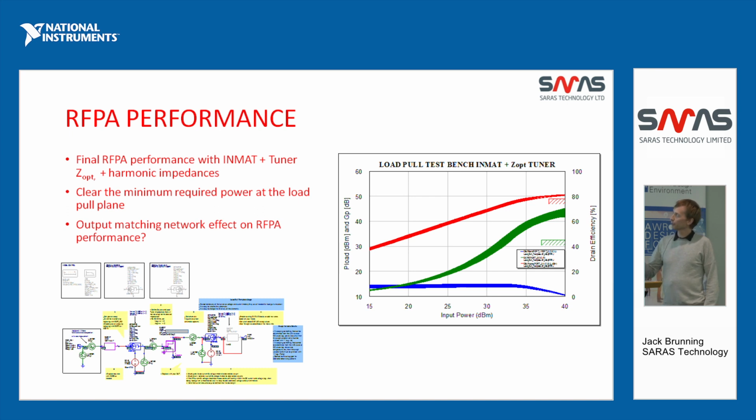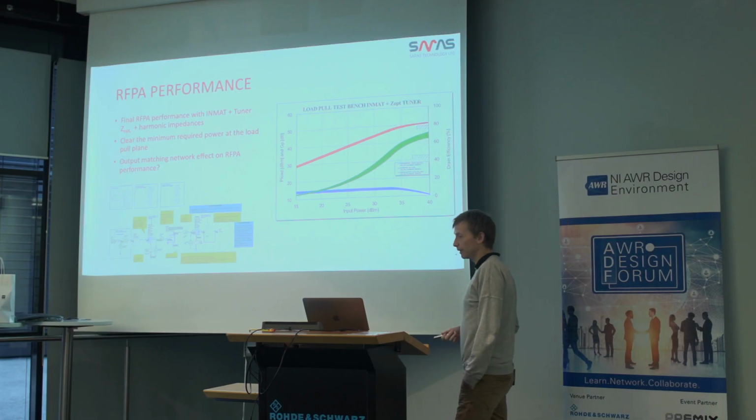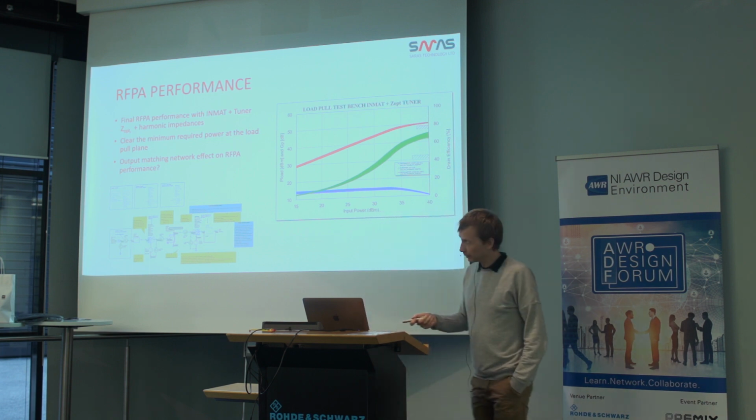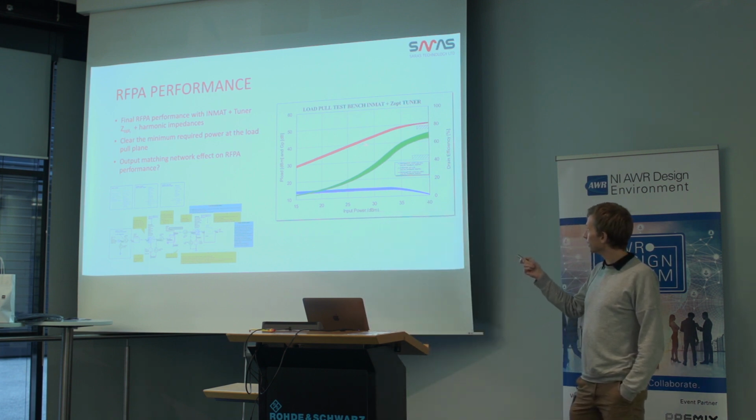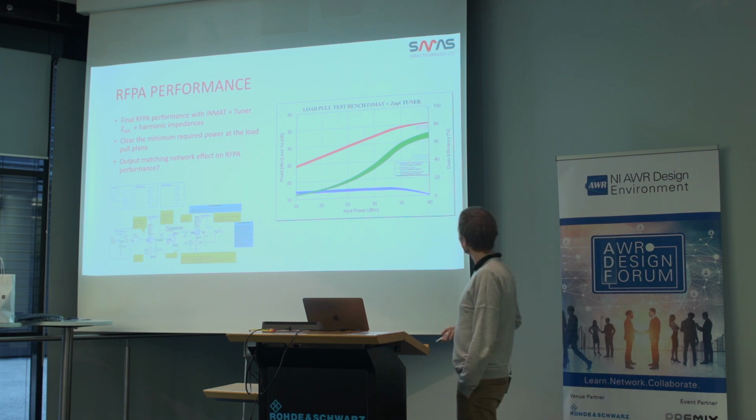So this is the amplifier performance with the input match and the tuner set to Z opt with the harmonic impedances. And this is just a single-ended branch. We actually clear the minimum of the 49 dBm, but we don't know the effect of the output matching network. You can see the gain is actually nicely constrained here. These are all bunched up, so we haven't got a huge spread of power gains and load powers.